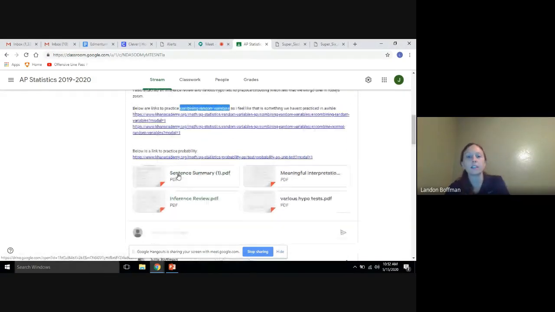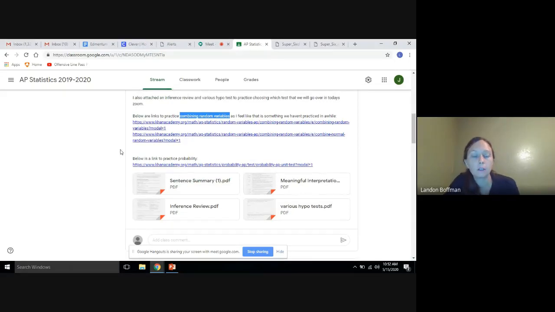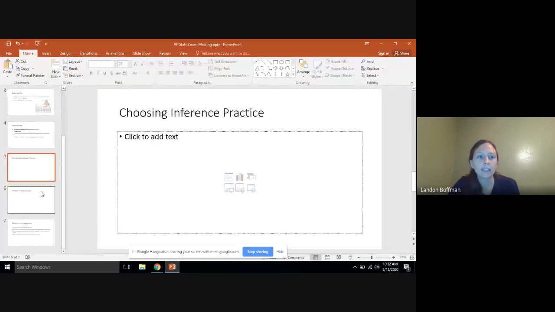So from here on out, it's what you feel like you need more work on. Do you need work on inference? Do you need work on probability, random variables? You be responsible and decide what would be most beneficial for you. Okay, and then if you need any other materials to review different concepts, just let me know. But I don't want to overwhelm y'all with too much, but I want you to have what you need to review. So that is that.